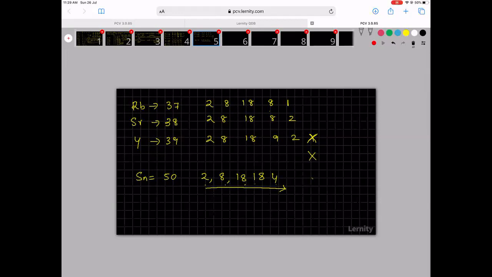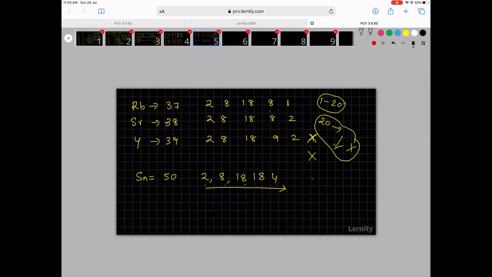So Bohr's atomic configuration works for some, doesn't work for some. That is why Bohr's electronic configuration was rejected. That is why I tell you 1 to 20 it works. After 20 the problems start. That is why we don't apply Bohr's concepts to elements after 20. We have another logic which we will learn when we go to the higher classes.